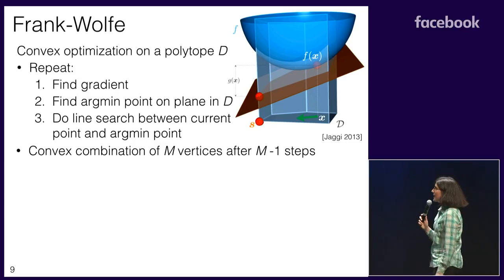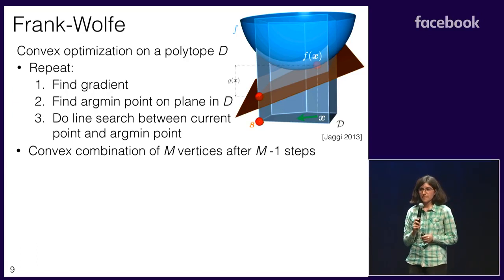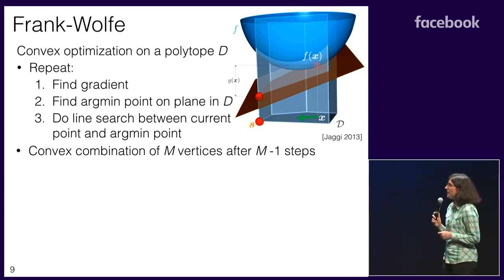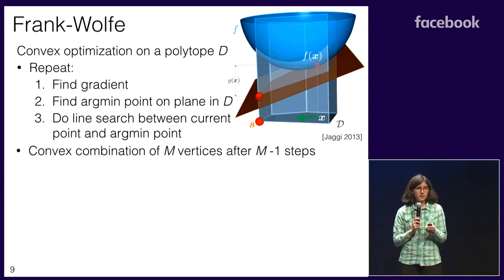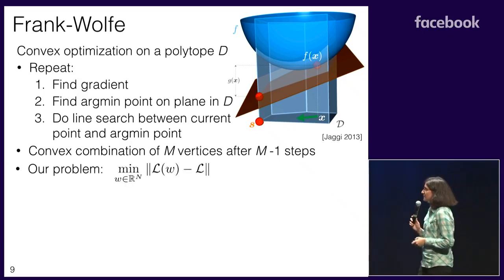And so after m-1 steps, we've picked up m vertices. And so if we could apply this to our problem, and if the vertices were the data points, then we could do pretty well. That would be the goal, is to pick up a small number of data points. Okay, so let's see if we can apply it to our problem.